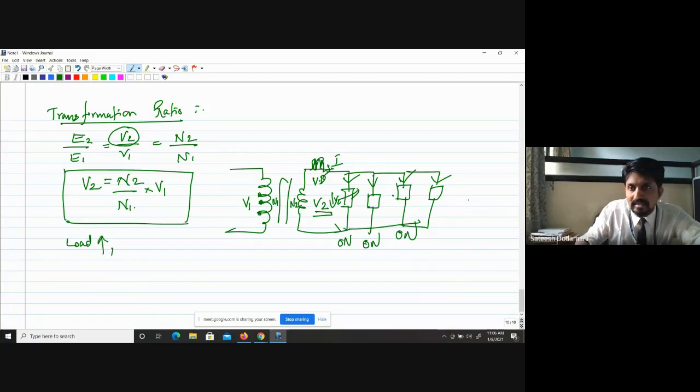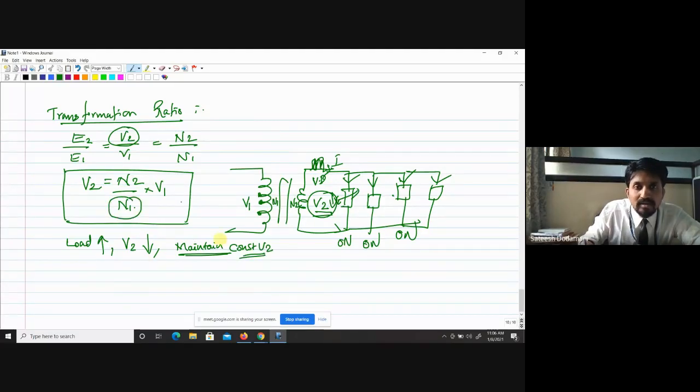In this way, if the load increases, the secondary voltage V2 decreases. But what is required? We have to maintain constant voltage V2. So for that, what is required now?